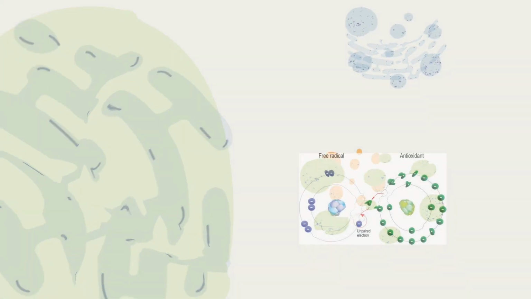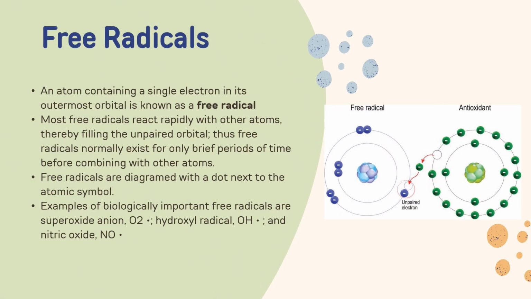Let's discuss free radicals. Free radicals are atoms that have unpaired electrons, making them highly reactive. They can cause damage to cells, but some, like nitric oxide, play important roles in the body. These molecules are represented with a dot next to the symbol, showing the unpaired electron. The biologically important free radicals are superoxide anion, hydroxyl radical, and nitric oxide.